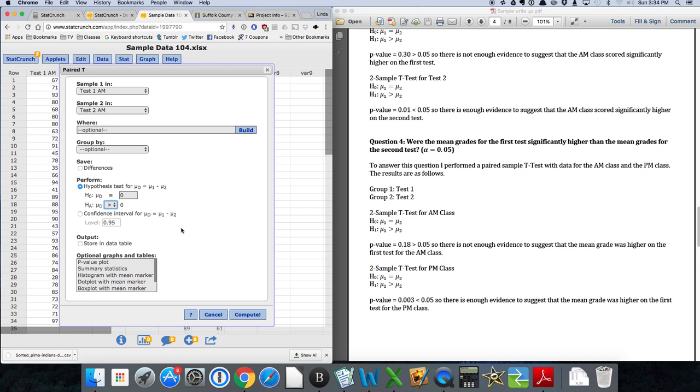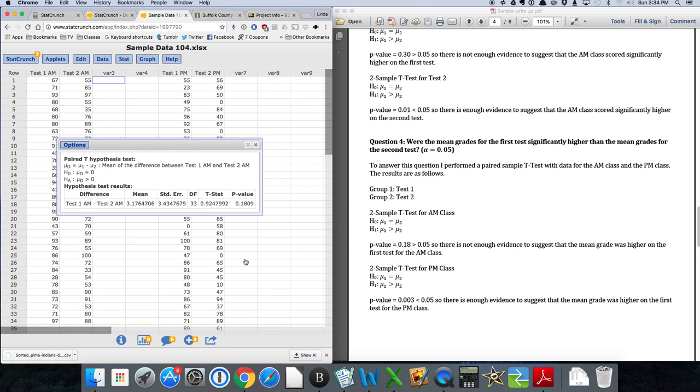And again, I'm going to leave everything at 0.05. And I'm going to compute. Okay, so again, the important thing here is the p-value. Just verify that this is all correct. Alright, the p-value is 0.18. Alright, so if the p-value is 0.18, it's greater than 0.05, so there's not enough evidence to suggest that the mean grade was higher on the first test for the AM class.